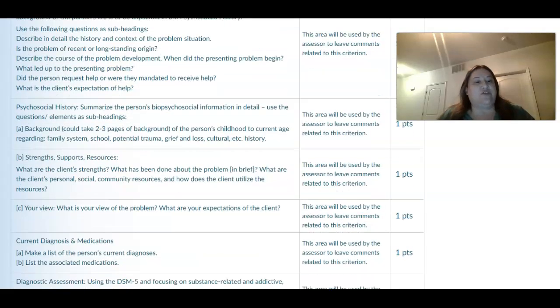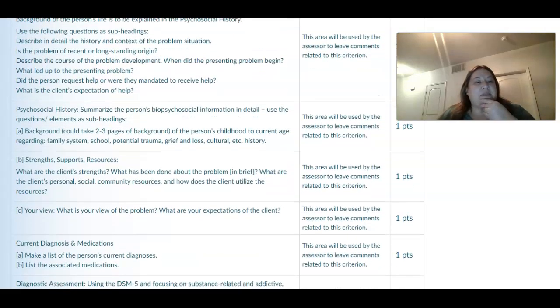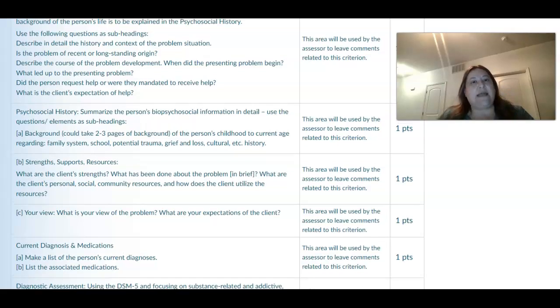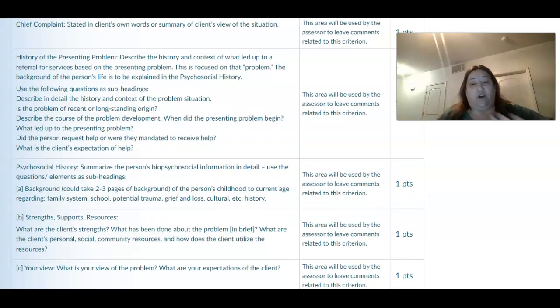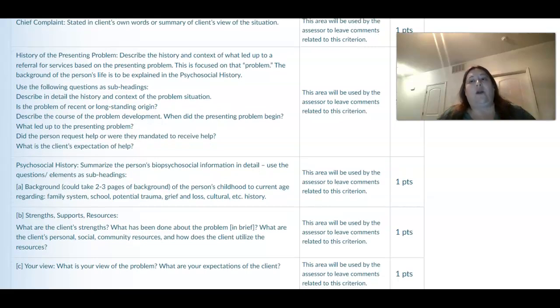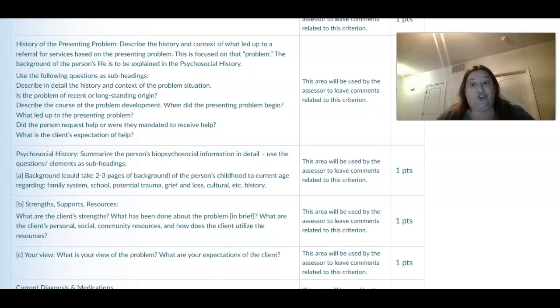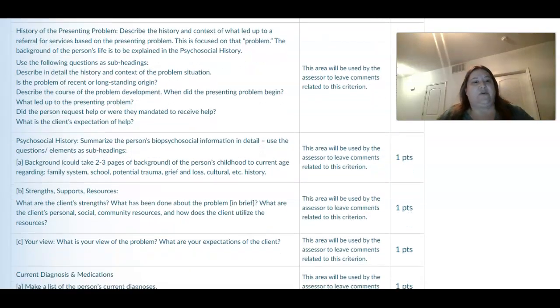The psychosocial history, here's what you want to add: the background, that's A; B, the strengths, supports, and resources; and C, what is your view of the problem and what are your expectations of the client. Previously, up here, you're also asked to talk about what the client wants out of the work together. What is it that they're hoping for? This is asking what are your expectations of the client, okay?